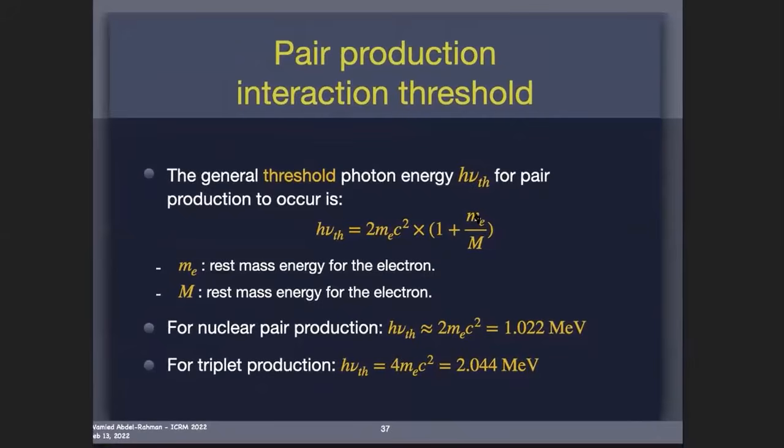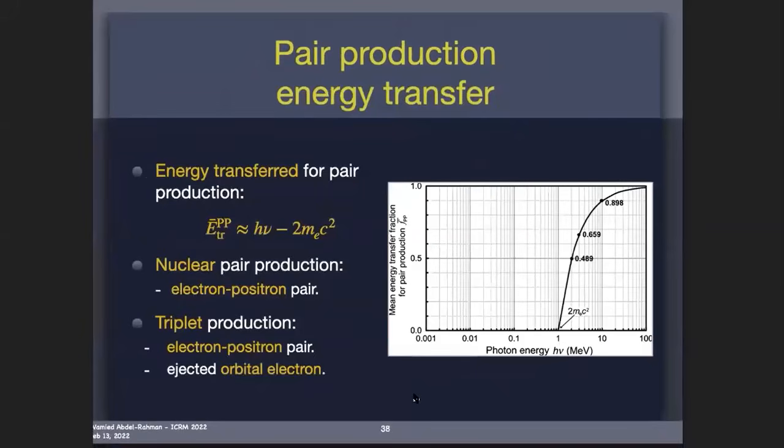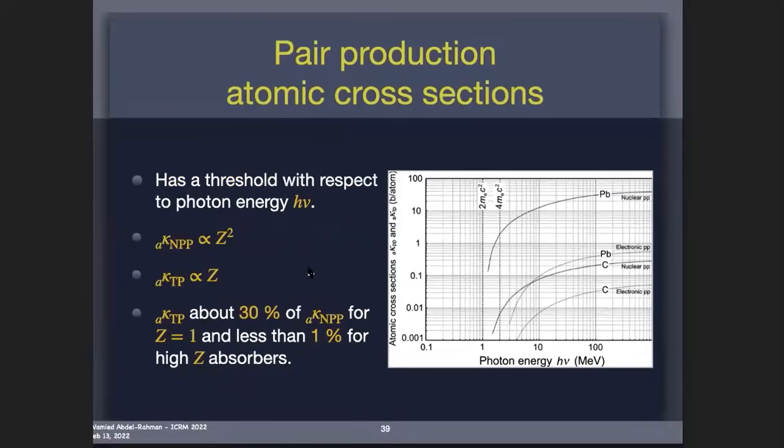And the threshold is given by this relationship. In general, for nuclear pair production, the threshold is about 2 mc squared, and for triplet production, the threshold is 4 mc squared. The energy transfer for pair production or triplet production is just given by this simple formula. It's the photon energy minus the energy required to create the pair. In general, triplet production is much lower in terms of probability compared to pair. Usually we ignore it, or we include it and we call that pair production.